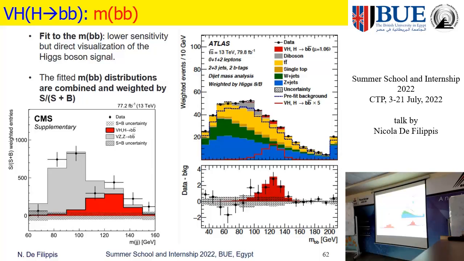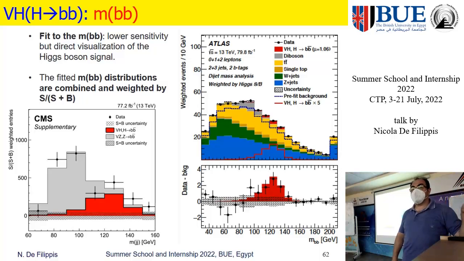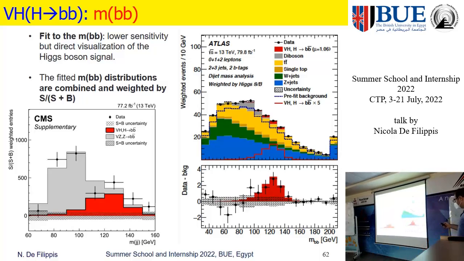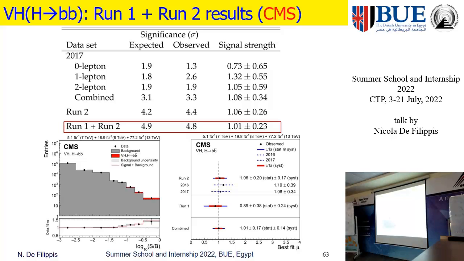It's not at 125 GeV, but this is because the mass resolution, once you reconstruct B jets, is not 1 or 2%, it's 10%. It's much more difficult to reconstruct the energy momentum of a B jet with respect to a lepton. For a lepton, it's easy. And so we claimed 5 sigma, and so the X to b bbar was observed.